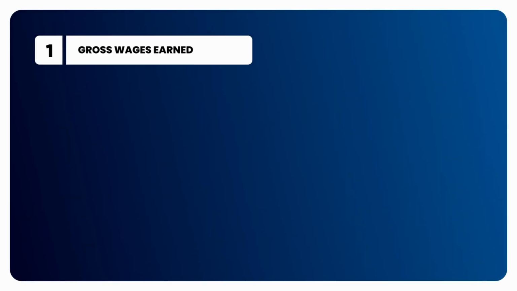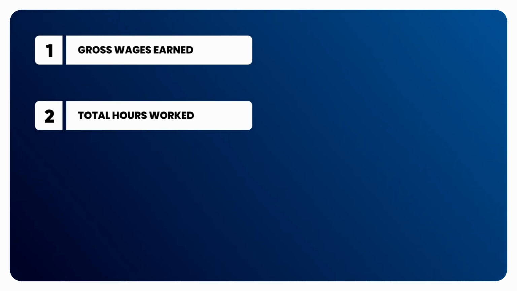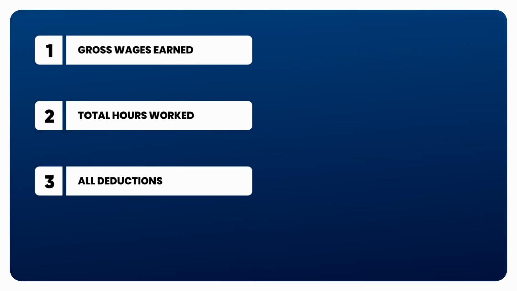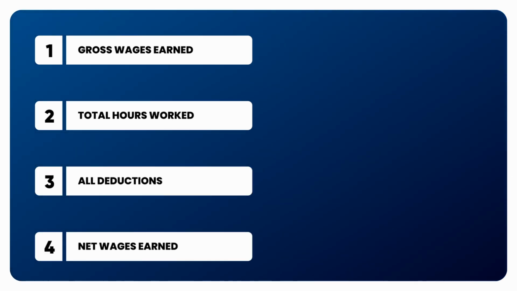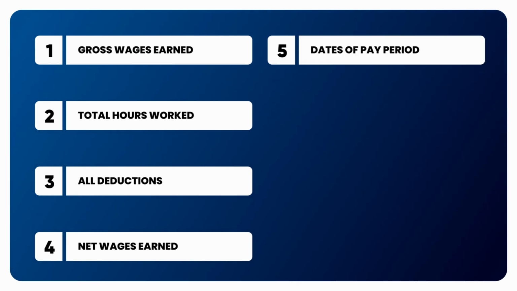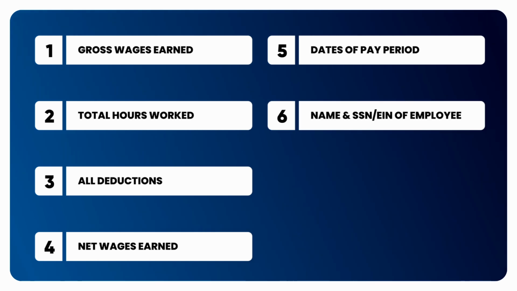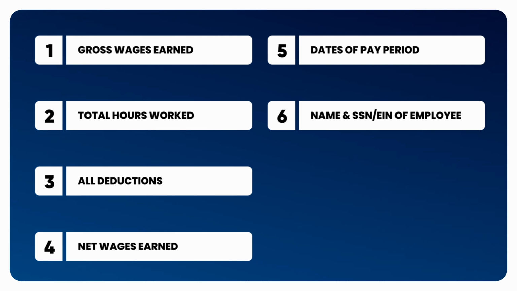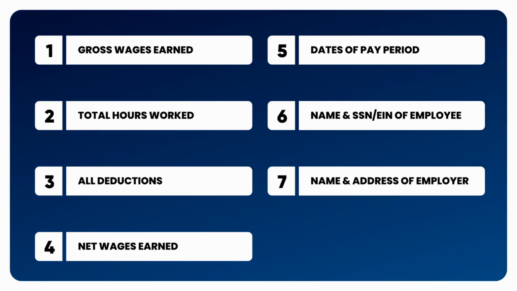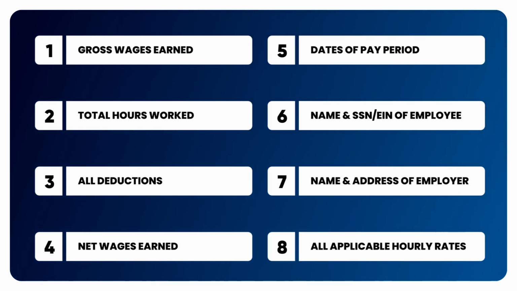Number 1, gross wages earned. Number 2, total hours worked. However, this is not required for salary-exempt employees. Number 3, all deductions made. Number 4, the net wages earned. Number 5, the dates of the period for which the employee is paid. Number 6, the name of the employee and the last 4 digits of his or her social security number or employee identification number. Number 7, the name and address of the legal entity that is the employer. And number 8, all applicable hourly rates in effect during the pay period and the corresponding number of hours worked at each hourly rate by the employee.